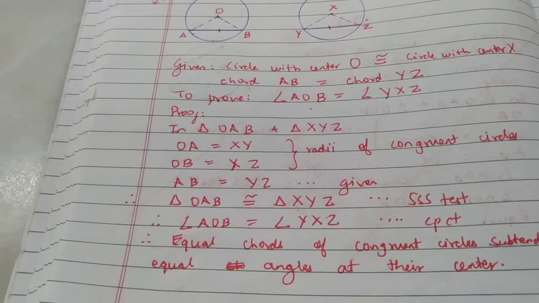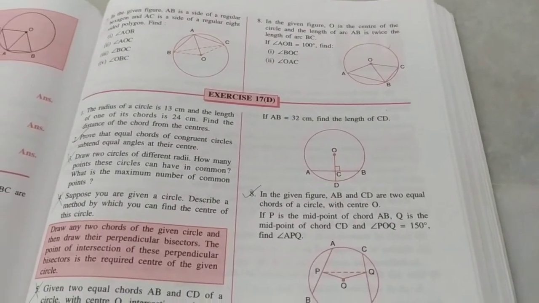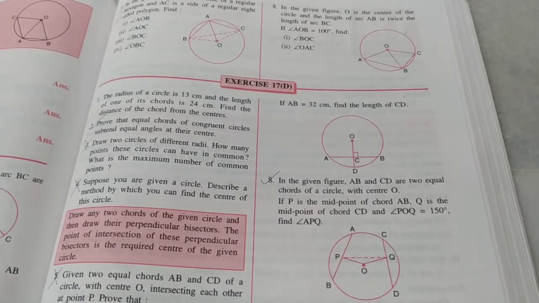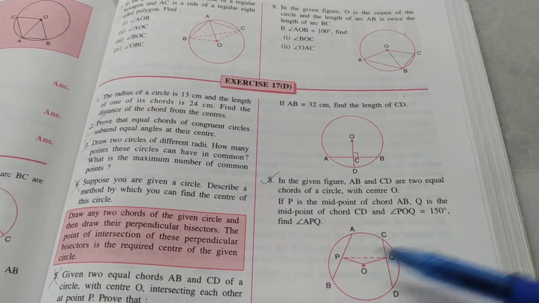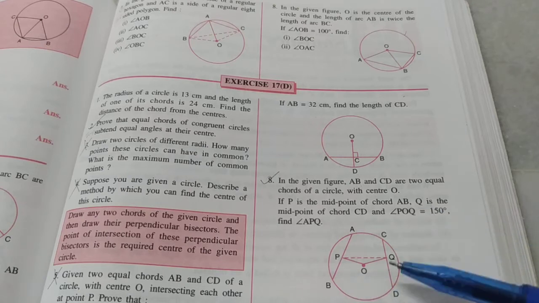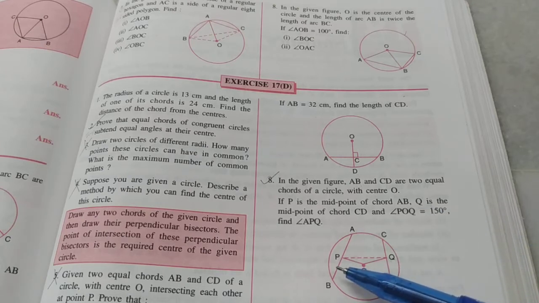Next, the eighth sum. Again, eighth sum is similar to a sum we had done in the previous exercises. Here, the chords are equal. That means they will be equidistant from center O. That means OP is equal to OQ. That will be useful because that means triangle POQ is an isosceles triangle. And they have given angle POQ. So we can assume angle OPQ and angle OQP as x each. By angle sum property, we can find the value of angle OPQ.